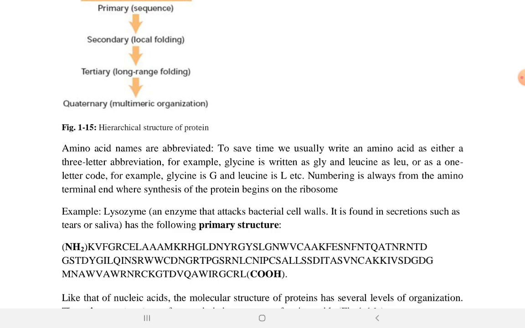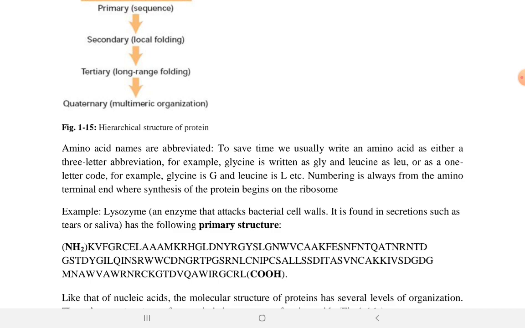We usually write an amino acid as either a 3-letter abbreviation, for example glycine is written as Gly and leucine written as Leu, or as a 1-letter code. For example, glycine is represented by the capital G, and leucine by the capital L. So this is the format we like to use while we are recording amino acids, either 3 letters or 1 capital letter.